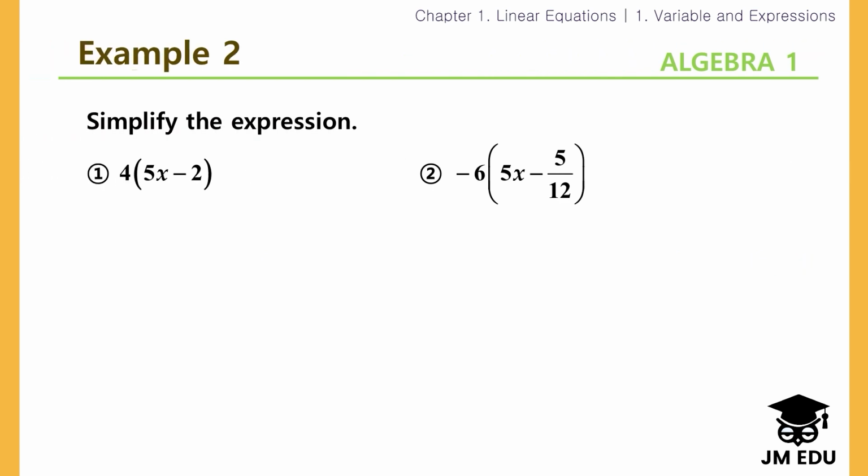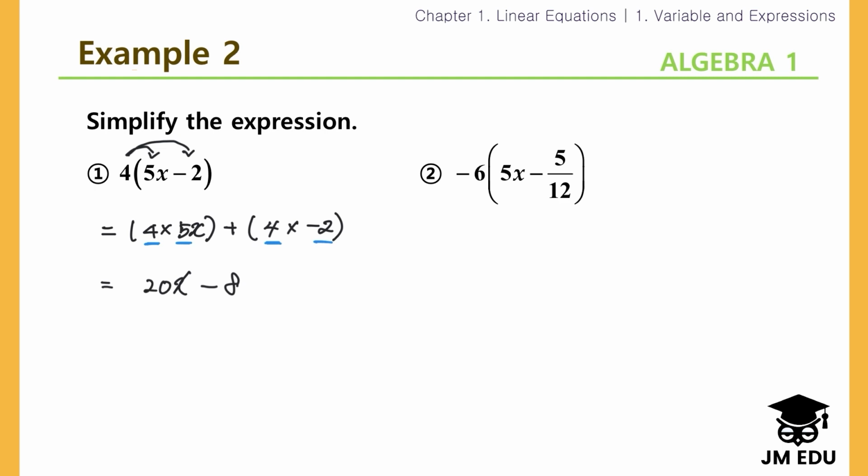Now we're going to try example 2. The question is to simplify the expression. So we have 4 times 5x minus 2. So that is equal to 4 times 5x plus 4 times negative 2, or minus 2, right? So 4 times 5, that's 20, so that's going to be 20x. And we have 4 times minus 2, that's minus 8, right?